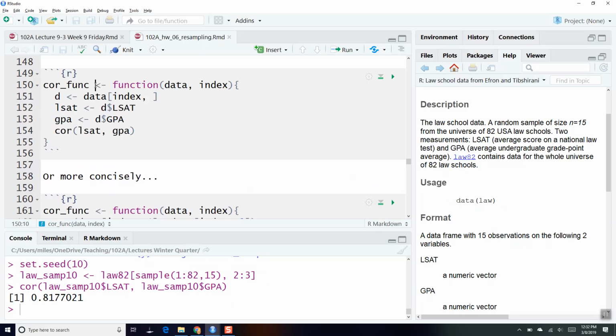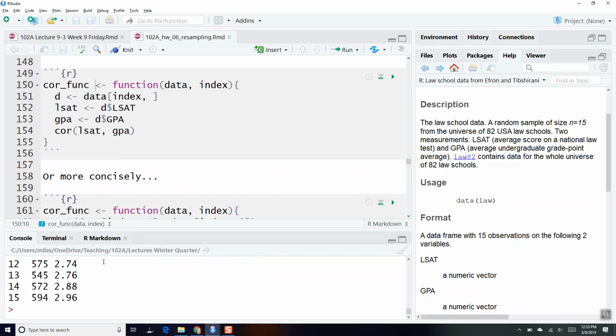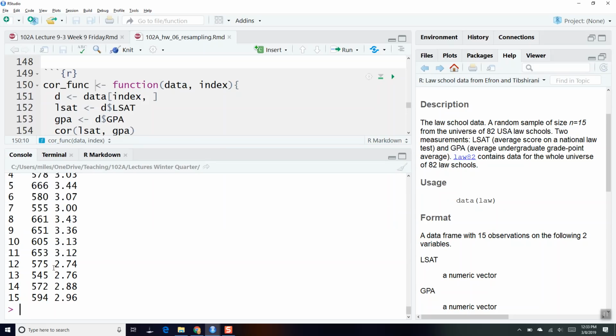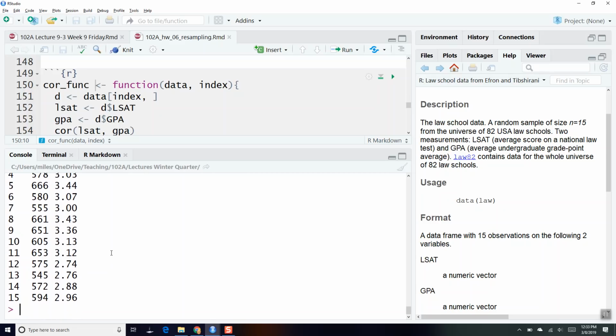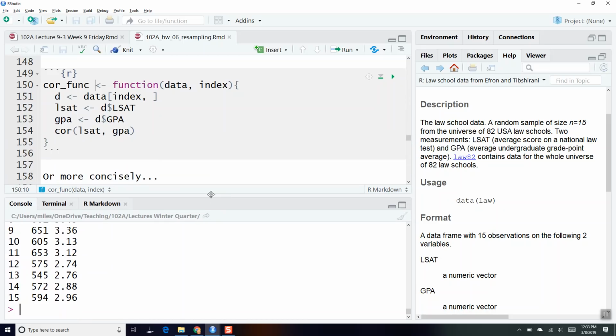package boot, okay? And so what we're going to do is resample our 15 schools. So this is our 15 schools in the small sample, okay? We're going to resample this a whole bunch of times. And again, the presumption in the non-parametric bootstrap is that these 15 schools are representative of the entire population of 82. Okay, and so we're going to just resample these 15 over and over and over again and see what kind of values we get.